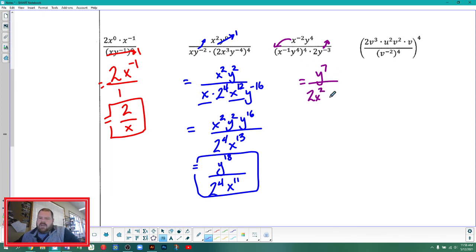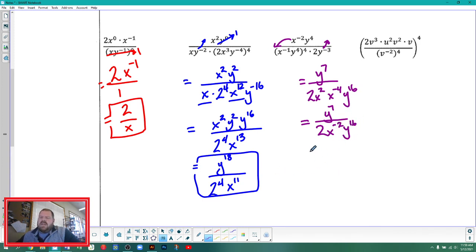X to the negative 1 times 4, that's going to be x to the negative 4th. Y to the 4 times 4 will be y to the 16th. And so it looks like I've got some x's to deal with and even some y's on the top and bottom. If I use product rule right here, it's actually a little bit easier because 2 plus negative 4 is negative 2. So I can say y to the 7th over 2x to the negative 2, y to the 16th.